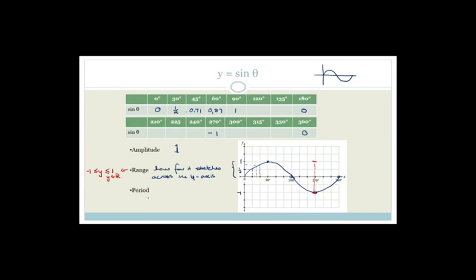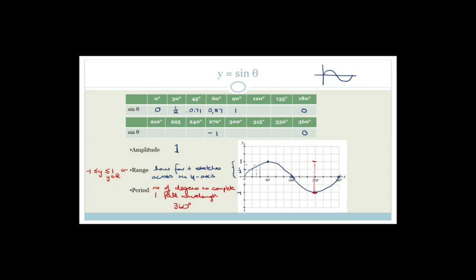The period. Now this is different, because in every other graph you've never had to worry about a period. The period is the number of degrees to complete one full wave before it starts repeating itself, so one full wave, or wavelength. And in this case, it is 360 degrees.